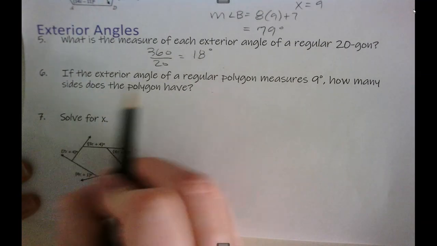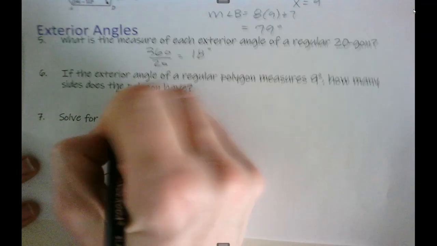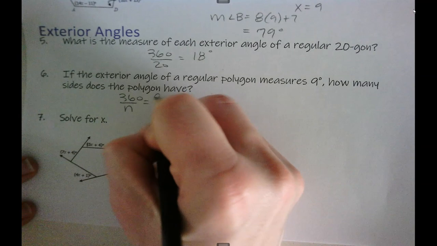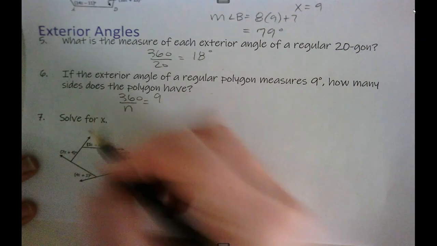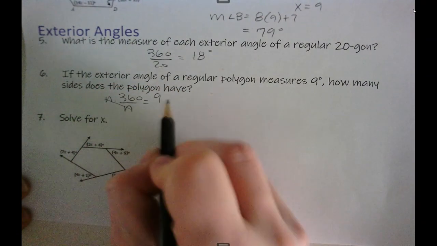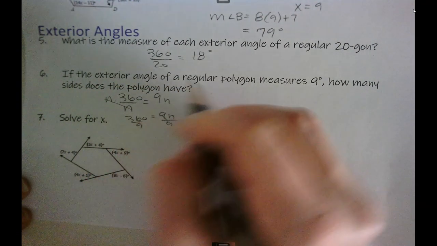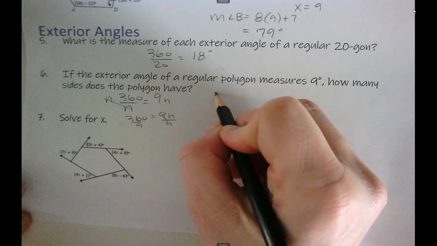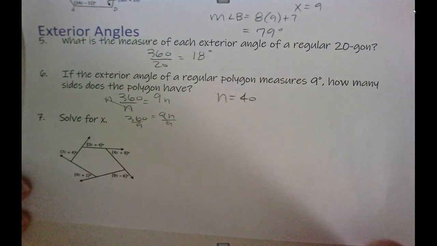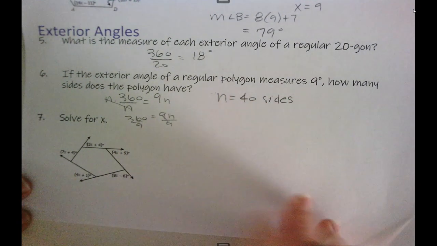If the exterior angle of a regular polygon measures 9 degrees, how many sides does it have? So now we don't know the number of sides, but we know that one angle is 9. So I can solve for n, getting n by itself. Right now it's being divided, so multiply. So 360 equals 9n. Now divide by the 9. 360 divided by 9 is 40. So the number of sides is going to be 40.